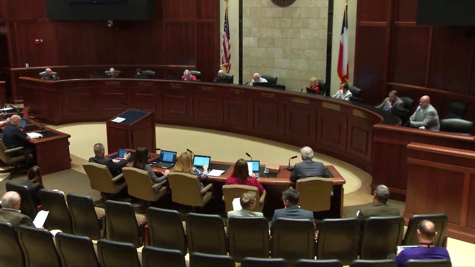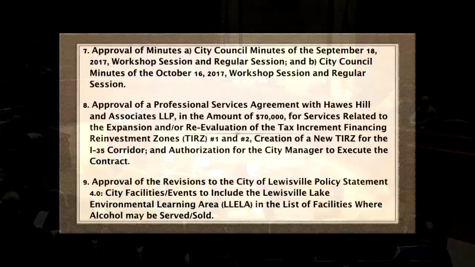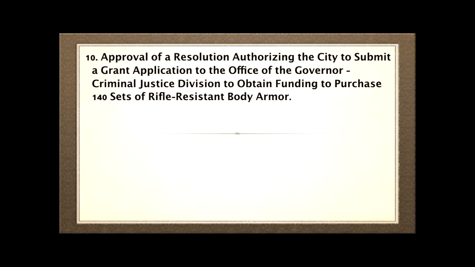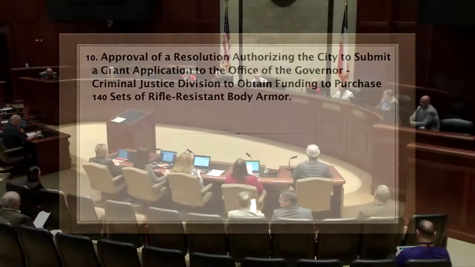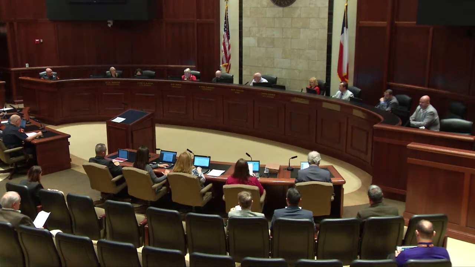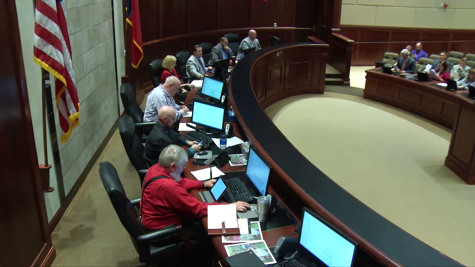Consent agenda. All of the following items on the consent agenda are considered to be self-explanatory by the council and will be enacted with one motion. There will be no separate discussion of these items unless a council member or citizen so requests. For a citizen to request removal of an item, a speaker card must be filled out and submitted to the city secretary. Mayor, I've received no cards on consent. Okay. Have a motion? Move to approve the consent agenda. Second. We have a motion and a second to approve the consent agenda. All those in favor signify by saying aye. Aye. Opposed, say nay. Motion carries. Okay. Thank you.